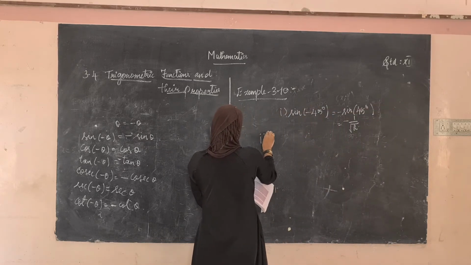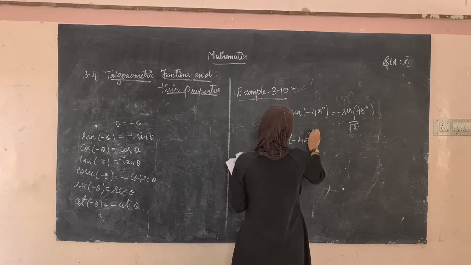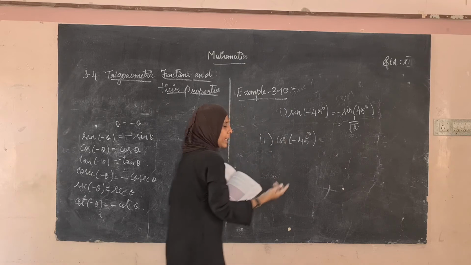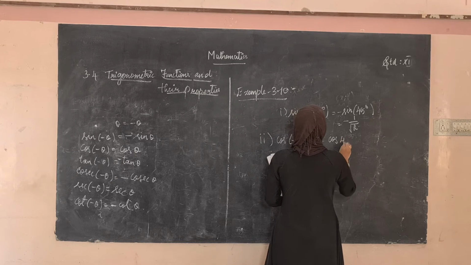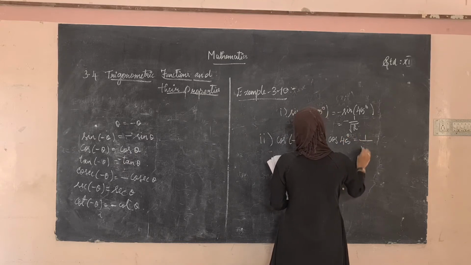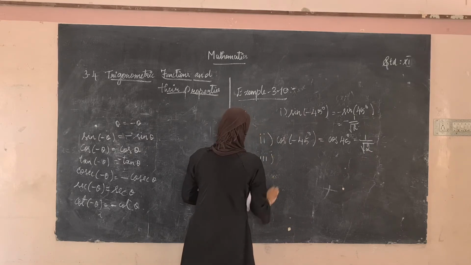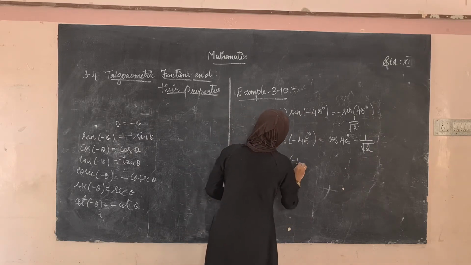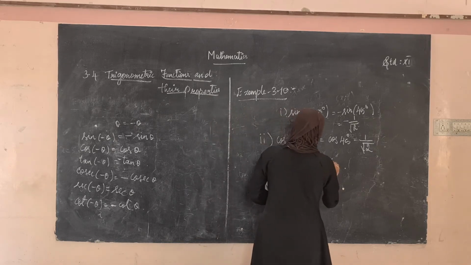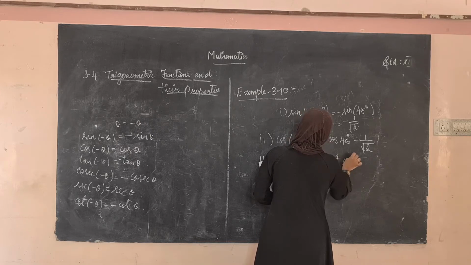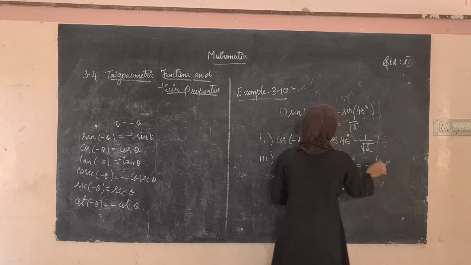See the next sum. Cos of minus 45 degree. Cos of minus theta becomes cos theta. Therefore cos 45 degree. What is cos 45 degree? It is also 1 divided by root 2. So the answer is 1 divided by root 2. And see the third sum. Third sum is cot of minus 45 degree. Cot of minus theta is minus cot theta. Minus cot 45 degree. What is cot 45 degree? It is 1. Therefore minus 1 is the answer.